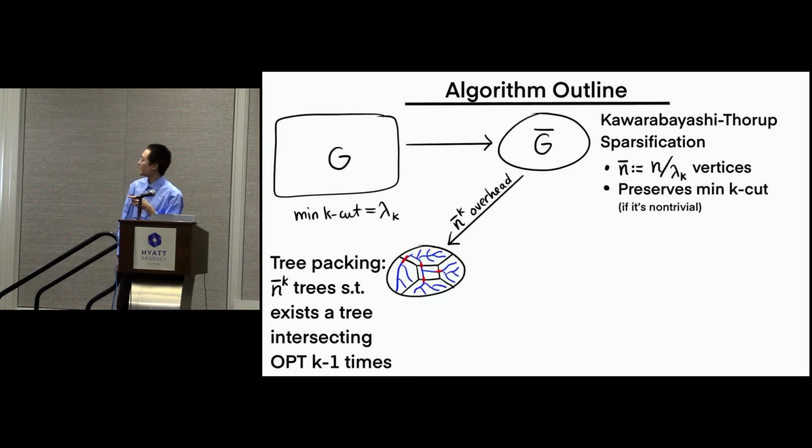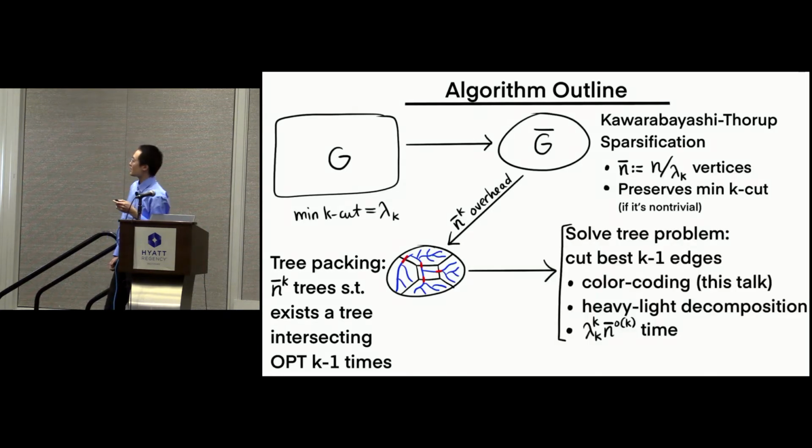The next step is we run a tree packing routine. It's known that given a graph, we can compute a collection of roughly n to the k trees, where now n is the smaller n bar, such that given an optimal k-cut, there exists one tree in the collection that intersects the cut roughly exactly k minus 1 times, and this is optimal. You can see this in the picture right here.